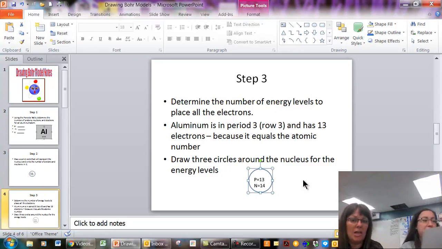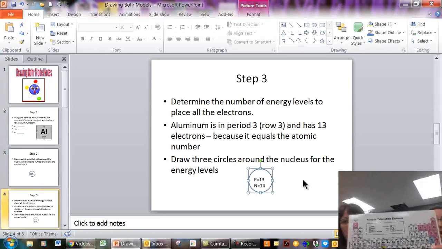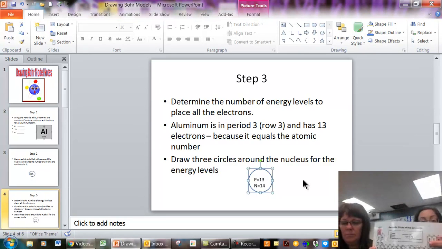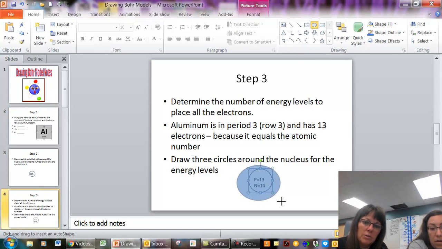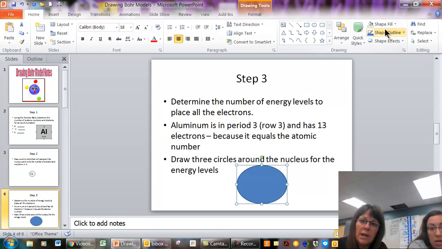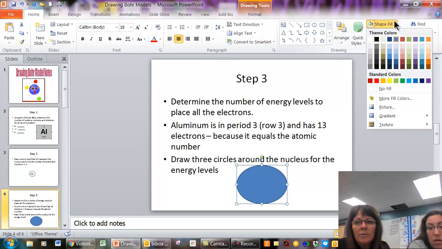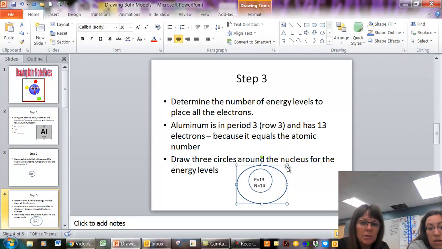You're going to look on here, and you're going to find aluminum. Right there. And aluminum is in the 3rd row. Count them: 1, 2, 3. Or period is the name they give those. But it's in the 3rd one. So 3 energy levels. So we're going to draw 3 circles around, with no fill. We're going to do that 3 times. Now, you don't want to count that first one, your nucleus, as an energy level. That's your nucleus. Don't count that.